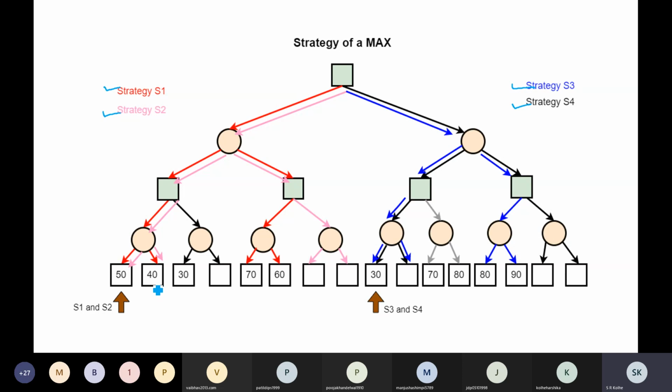Similarly, 40 also belongs to strategy S1 and S2. Come over here, 30 belongs to S3 and S4. S3 means blue color, S4 means this solid black color. Okay. Then this node value we don't know. So this node, right, the 30, belongs to S3 and S4. Any question up to this?